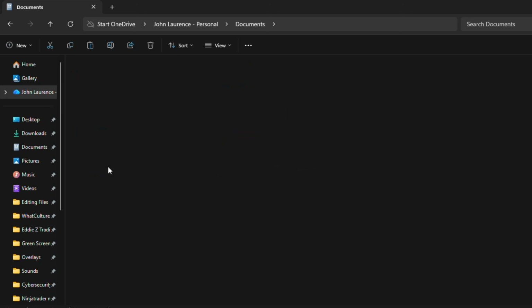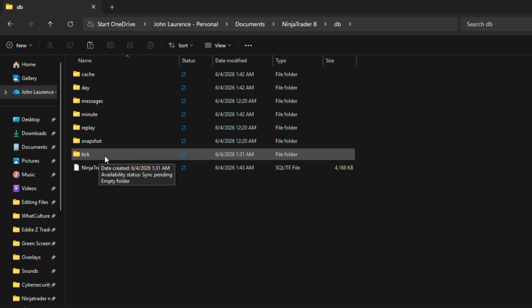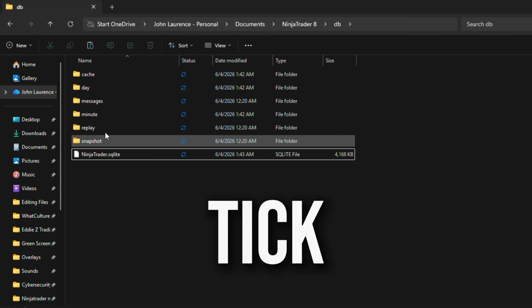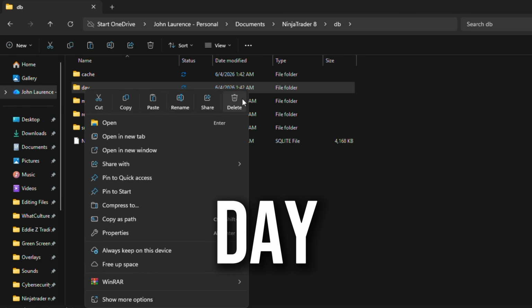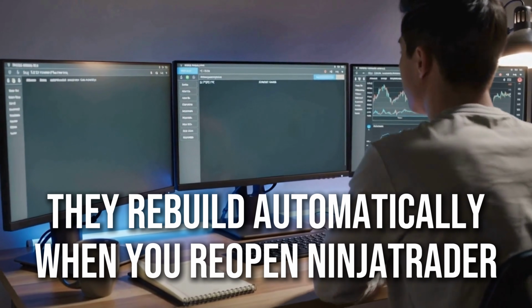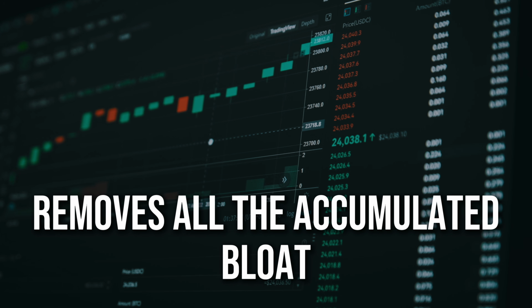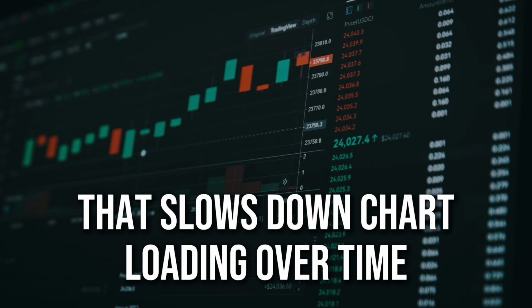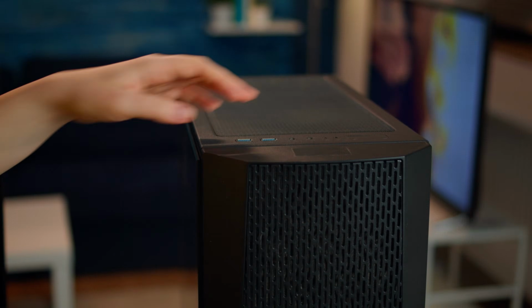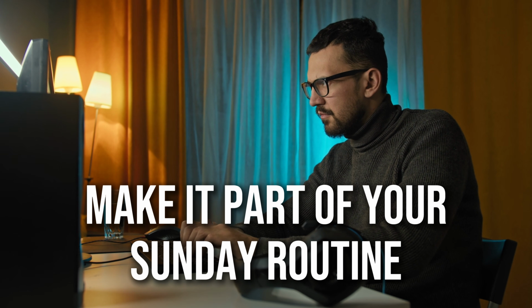Find your NinjaTrader 8 folder, open the database folder inside of it, and delete 4 folders. Delete tick, minute, day, and cache folders. Those are your historical data cache files. Don't worry about deleting them because they rebuild automatically when you reopen NinjaTrader and reconnect your data feed. You're not losing anything permanently, but clearing them out removes all the accumulated bloat that slows down chart loading over time. Do that, reboot your machine, and you'll notice the difference. Make it part of your Sunday routine before the week starts.